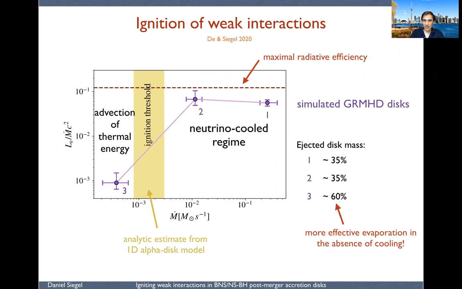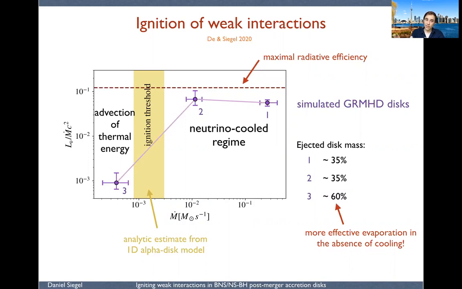The yellow band here indicates this ignition threshold with some uncertainty that we roughly estimate analytically from this analytic criterion. And this is exactly what we see in the DRMHD case here. We do see that for these neutrino-cooled accretion disks, so these high M dot disks, we get typical mass ejecta, so total masses of around, say, 30 to 40%. There are some uncertainties to that, and I'll get to this at the end.